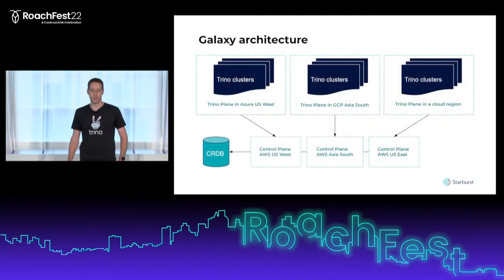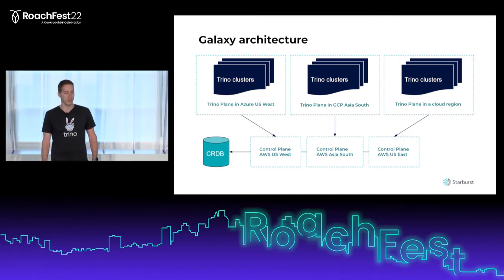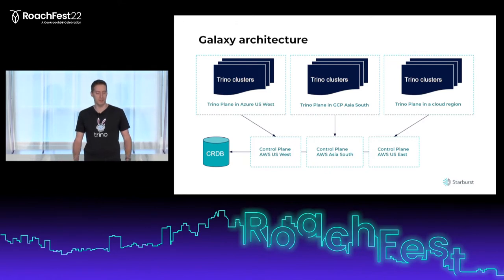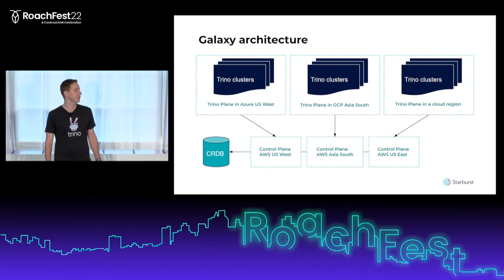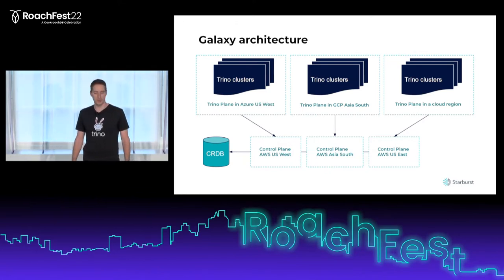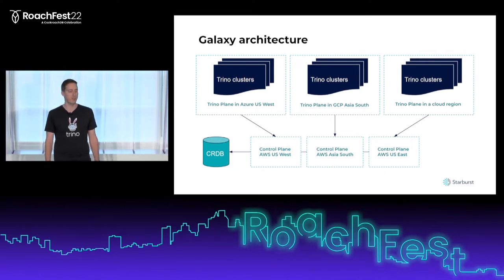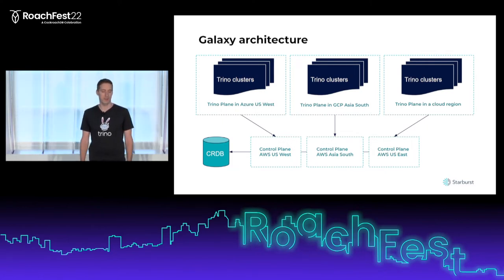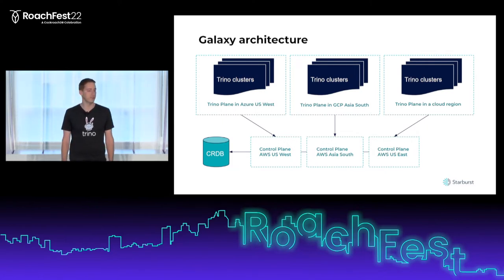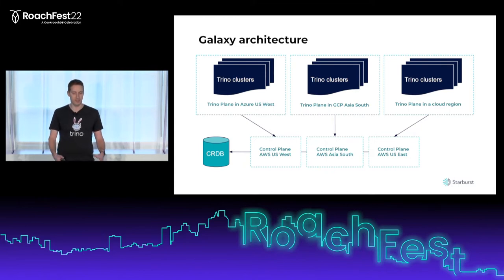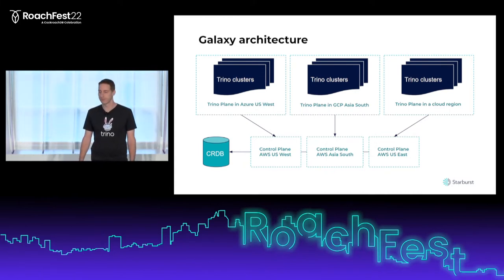So we have a picture here of what the Galaxy architecture looks like. We have Trino planes, or you might think of them as data planes, where the end customers' Trino clusters run. Those Trino planes are in every cloud region where any of our customers have data. Maybe they have data in Google Compute in South Asia, or in Azure on the US West Coast. We have to have a Trino plane there so that they can run their Trino cluster there. And then we have a separate control plane layer.